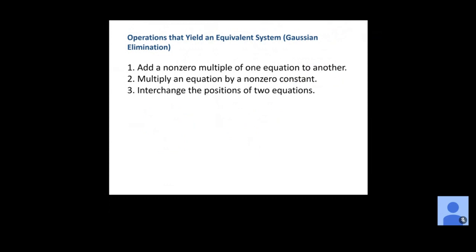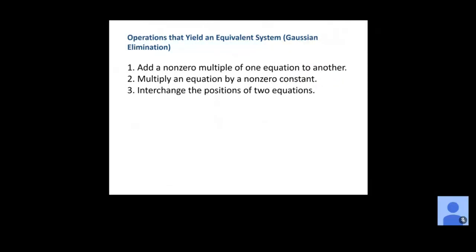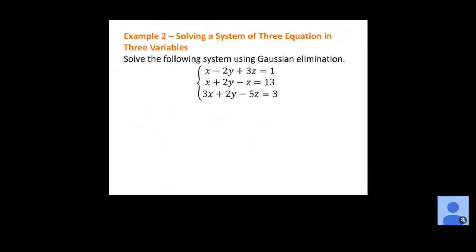That's what we just said, right? We're allowed to multiply it and then add. And then three, interchange the position of two equations. In some cases you might say, well, I'd really rather have that third equation in the second slot, or I'd rather have this one in the third slot. You're allowed to move those equations around. They're not in fixed positions. But really, the elimination is the thing we're trying to think about here. We're only going to work with pairs of equations at a time, never all three at the same time. Okay, so let's take a look at example two now.